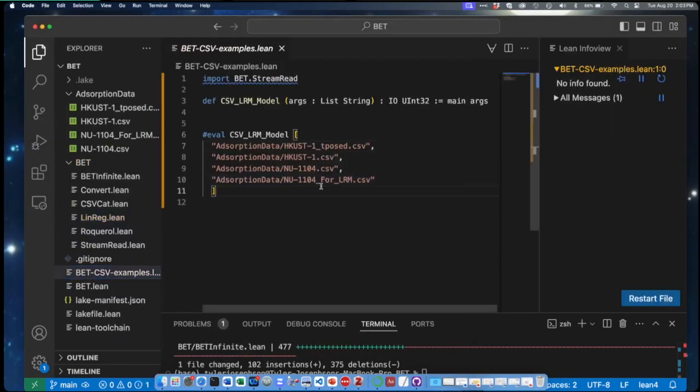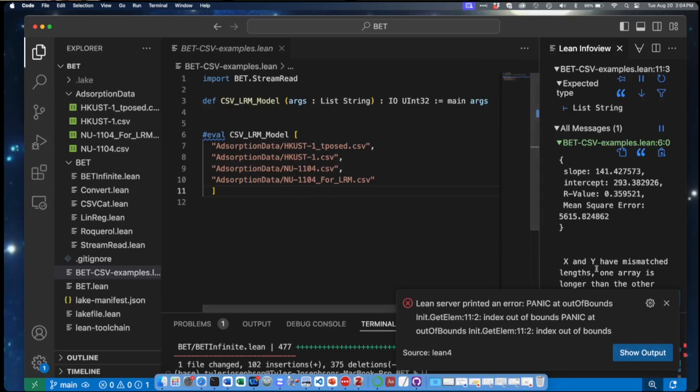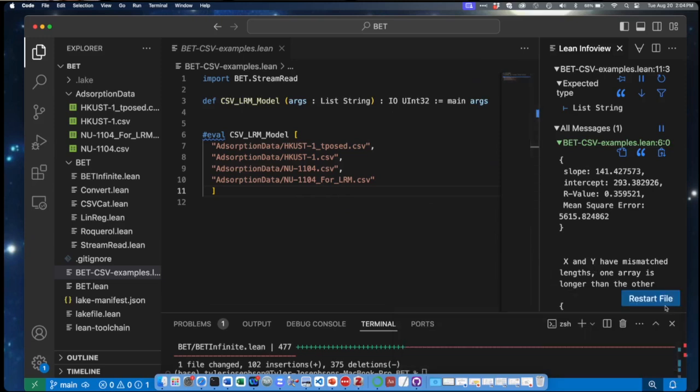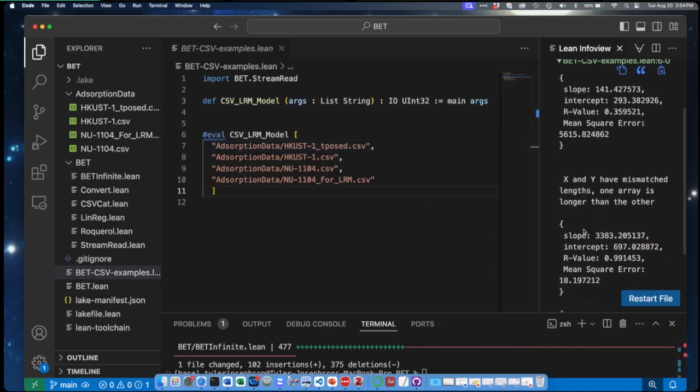And the result is, here we go. We get our slope, our intercept, our R value, mean squared error, coming out for the first one. The second one, we get an error. X and Y have mismatched lengths. One array is longer than the other. Okay.